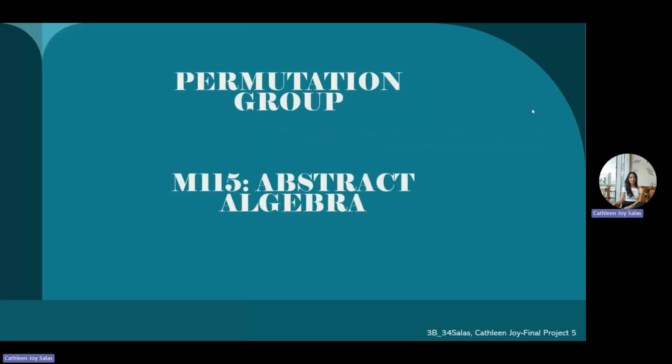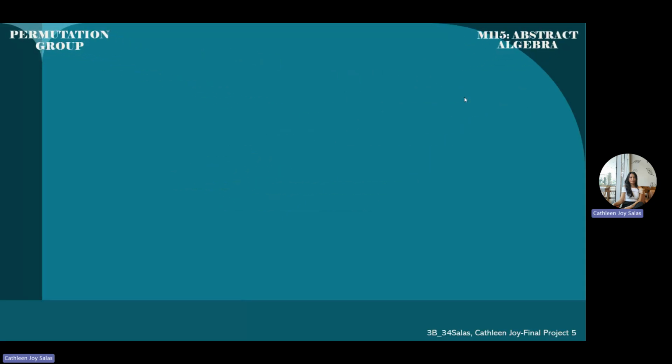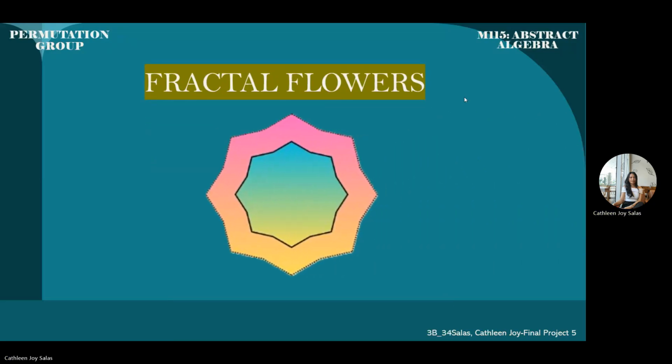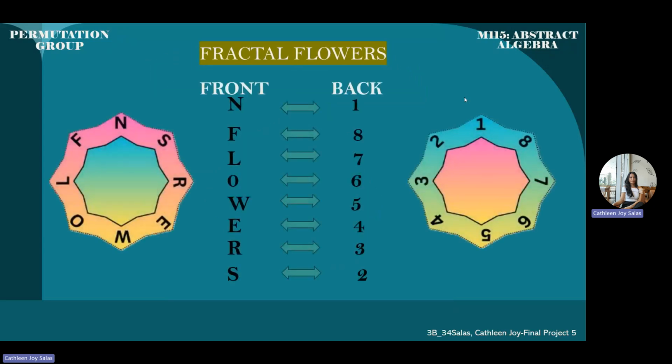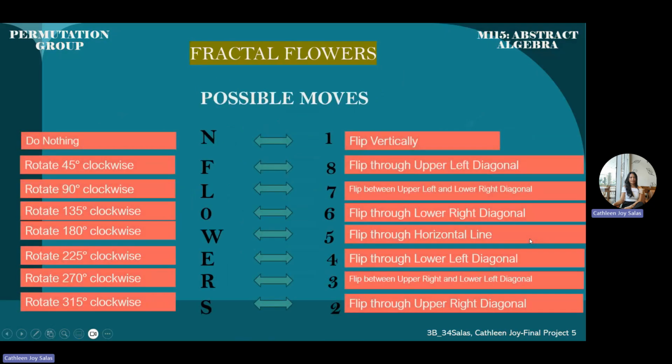Under the course M115 or Abstract Algebra, my permutation group is based on my fractal flowers under the previous topic of my geometric model that I have discussed. So let's have a quick review for my geometric model. Here are the original symbols and their positions, which are the front and back. Here are the corresponding moves for each symbol.